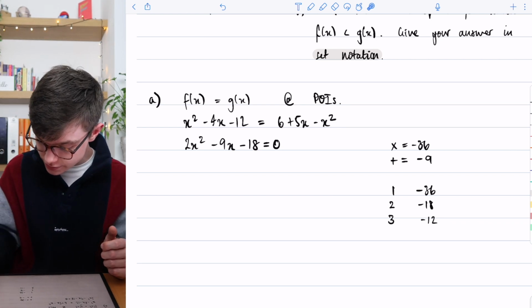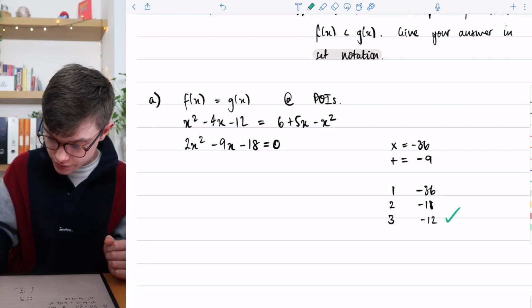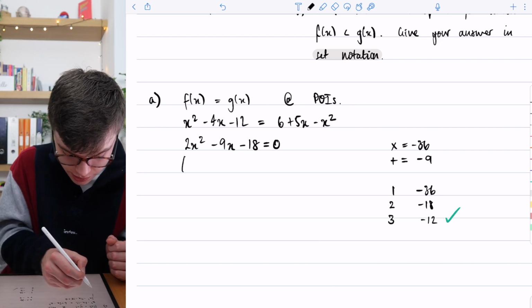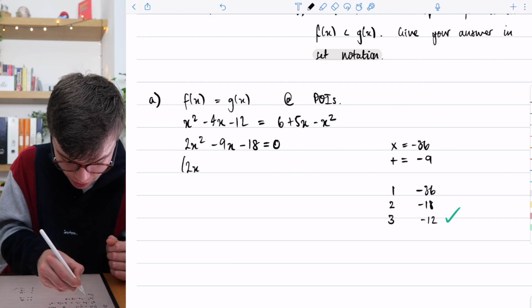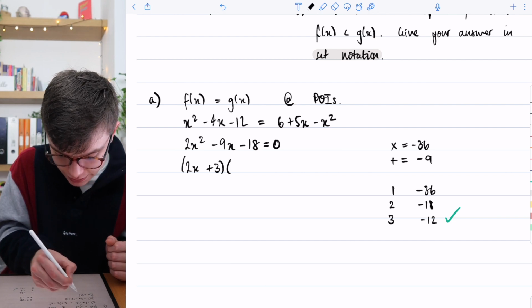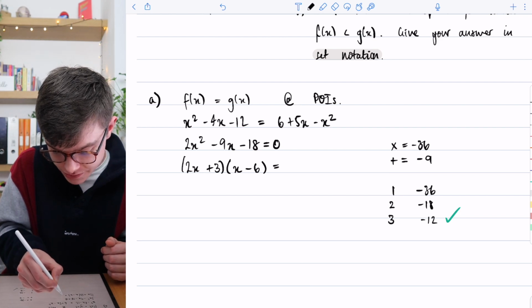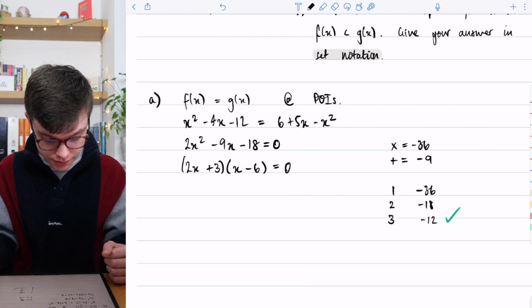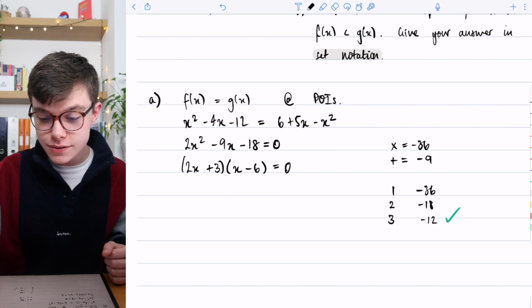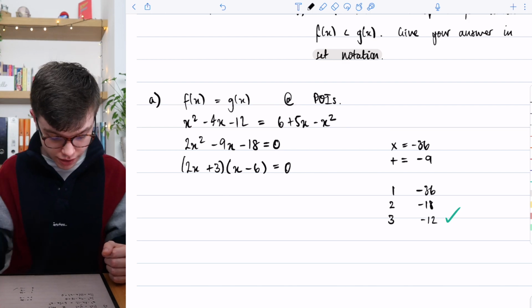So that's perfect. So I can put a tick on there, and those are my two values that I'm going to use. Then when I factorise, I'm going to get 2x plus 3, and I can divide this next bracket by 2, x minus 6. Okay, so that's what I'll get there when I factorise.